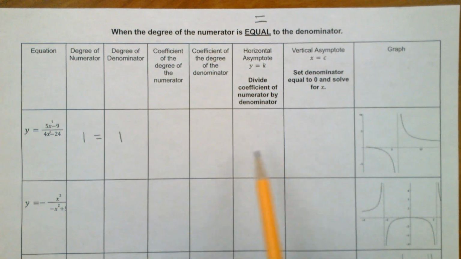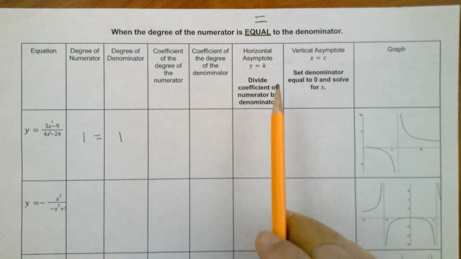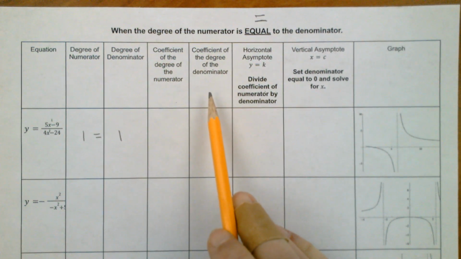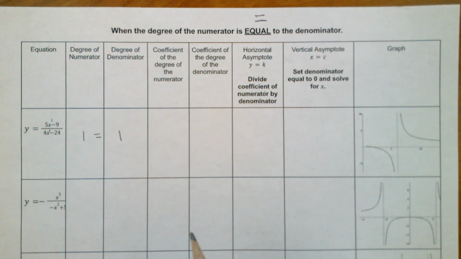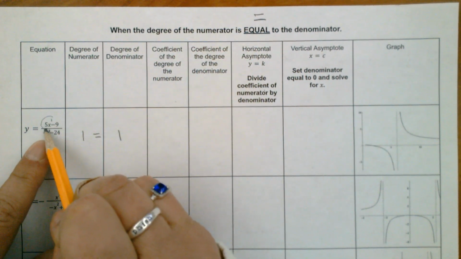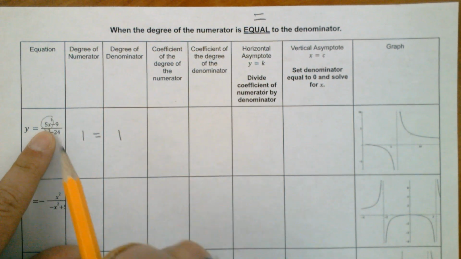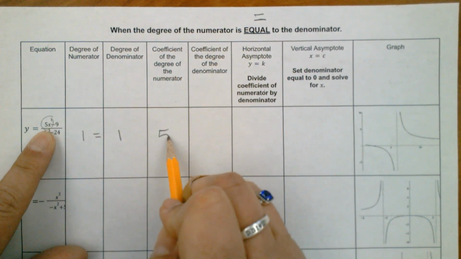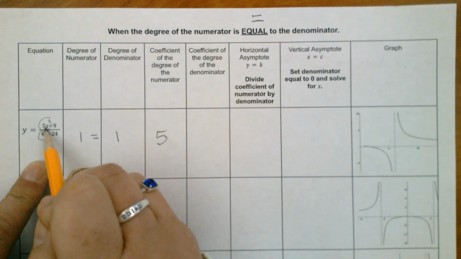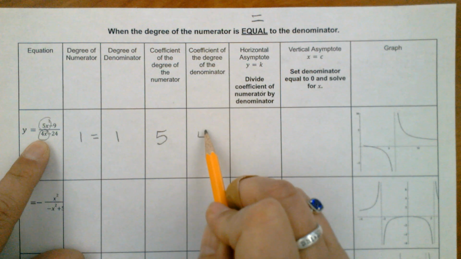As you notice, I added some more columns. In order to get to the horizontal asymptote, you have to find the coefficient of the degree of the numerator and the coefficient of the degree of the denominator. That's where we kind of looped back to the first page, where we have to look to see where the highest degree is, and that's this term right here in the numerator. The number in front of x is going to be 5. And then we look at the denominator. Here's the highest degree. The number in front of the x is 4.